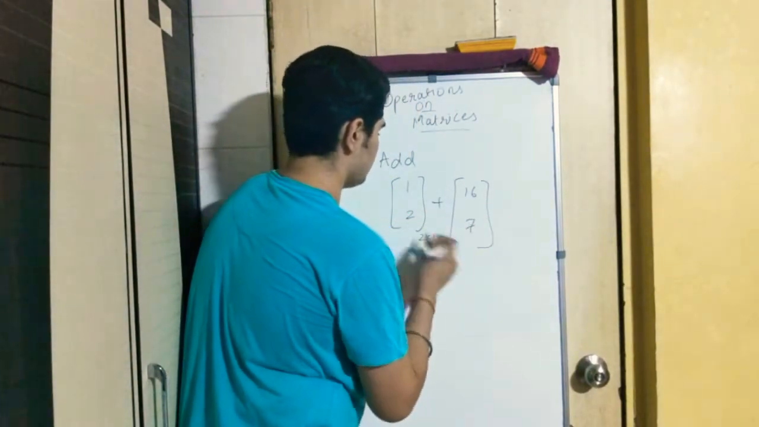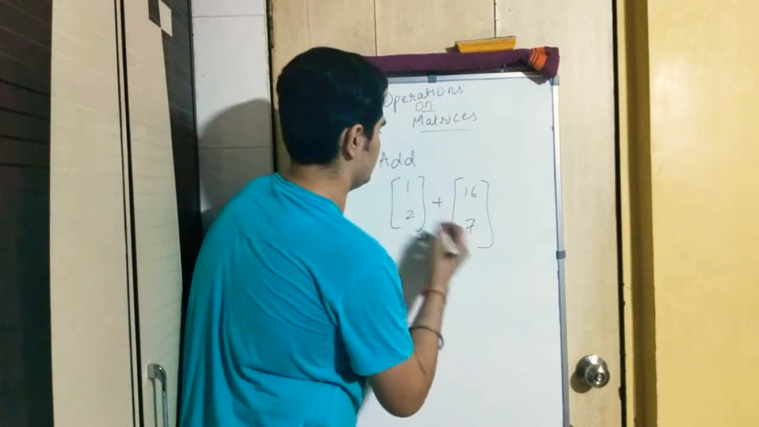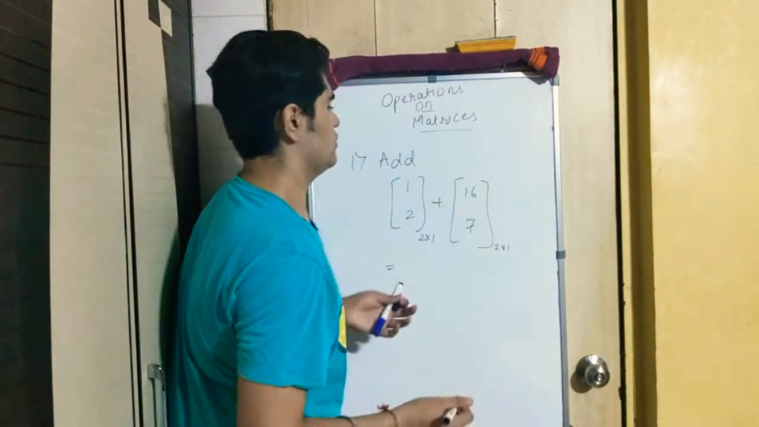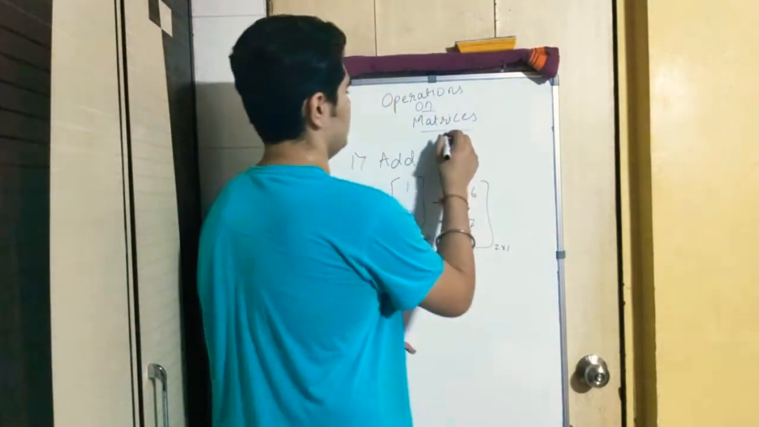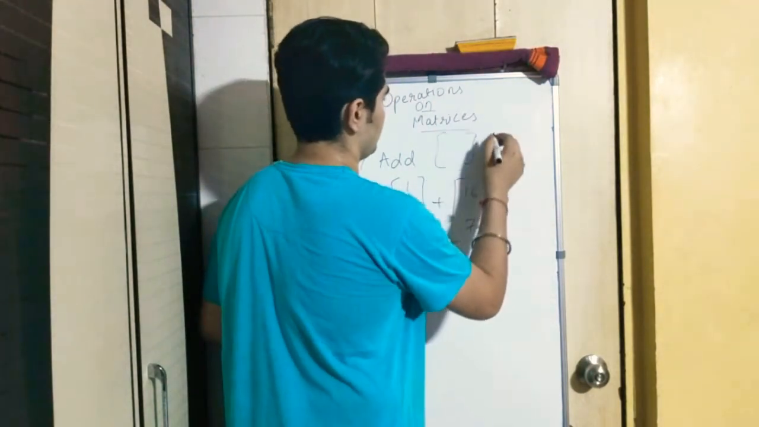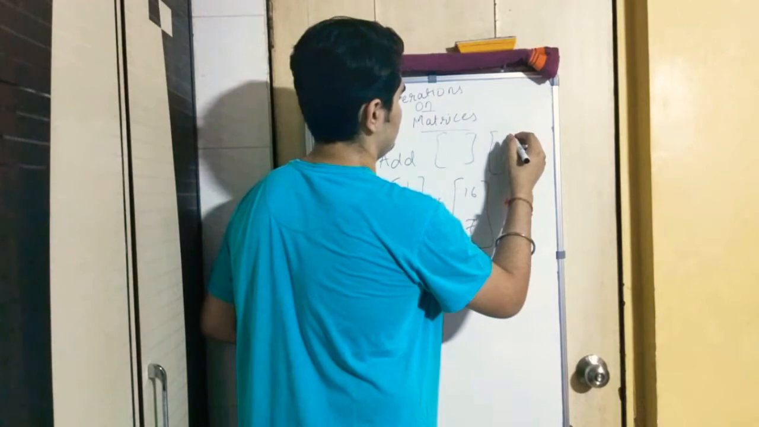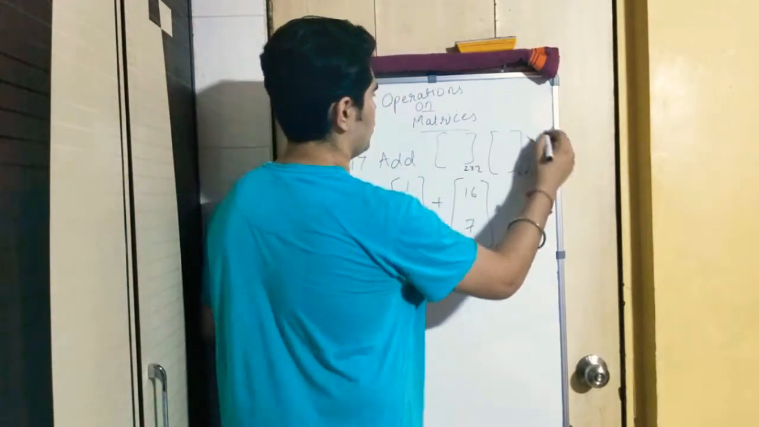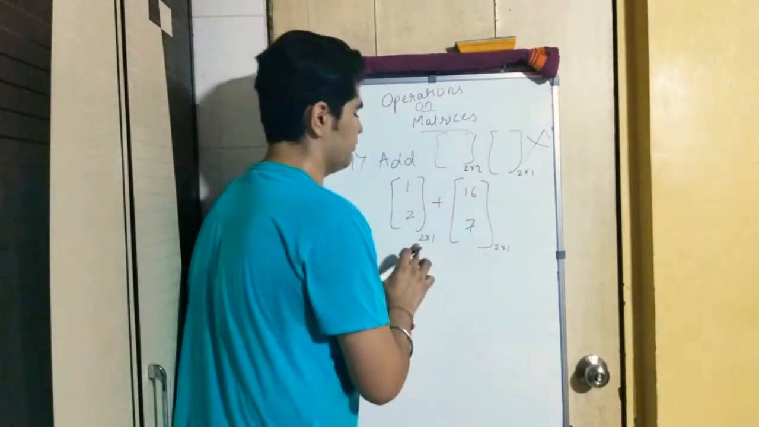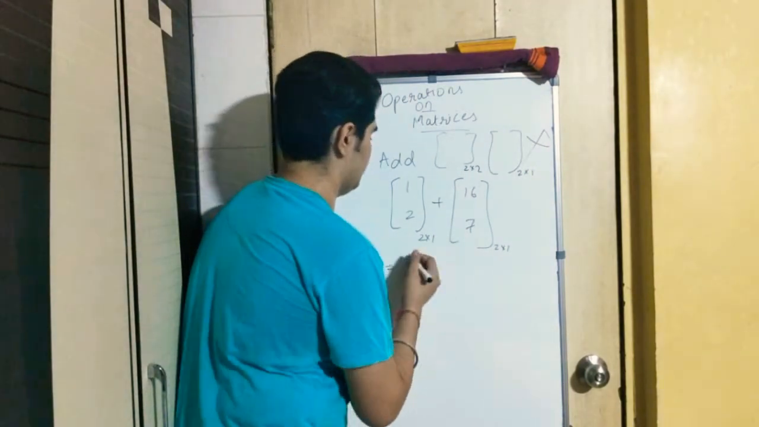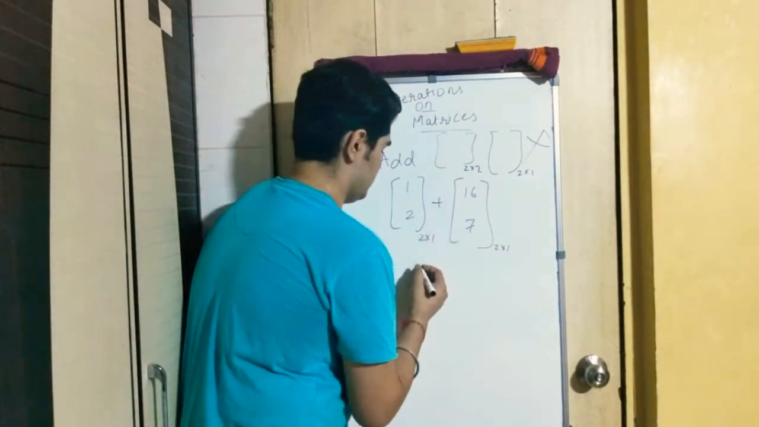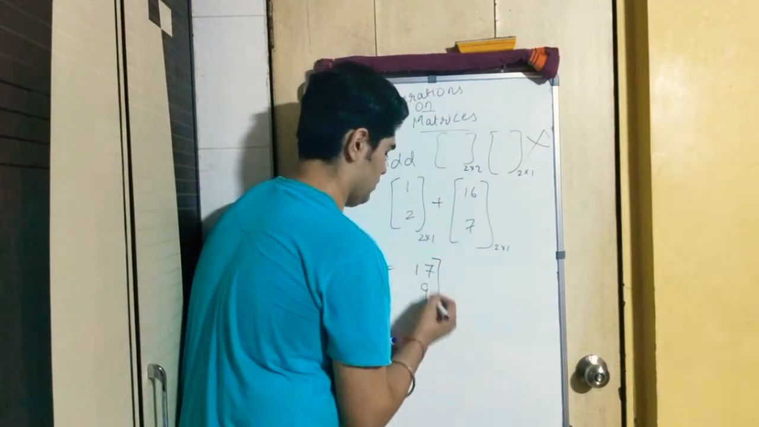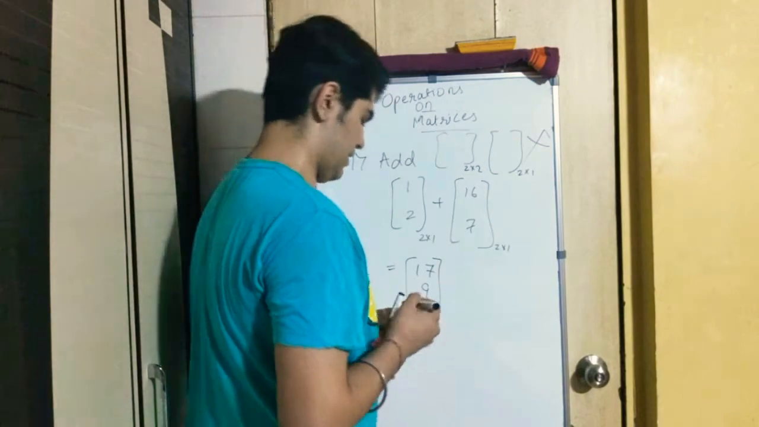Then 7 plus 2 is 9. First we have to check the order of the matrix. The order of the matrix is the same for both. You cannot add when the order of one matrix is 2 into 2 and the other is 2 into 1. This is not possible. Only when the order of the matrices is the same can we add. 16 plus 1 is 17. 7 plus 2 is 9. So like this we add matrices.